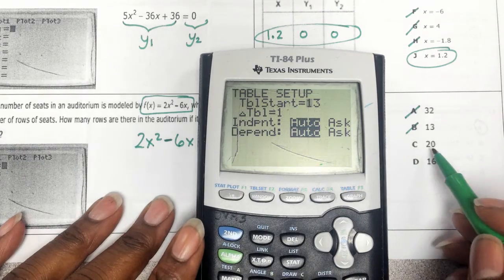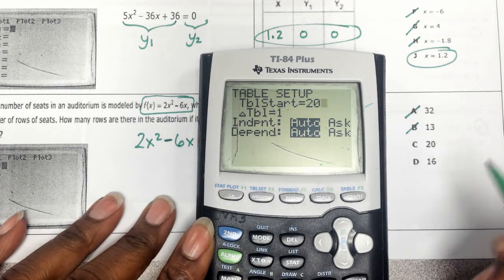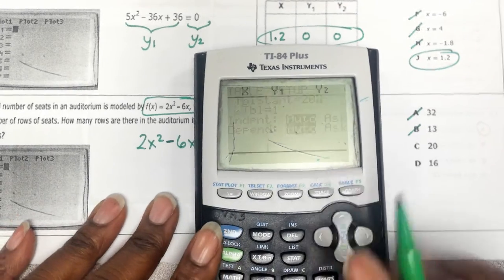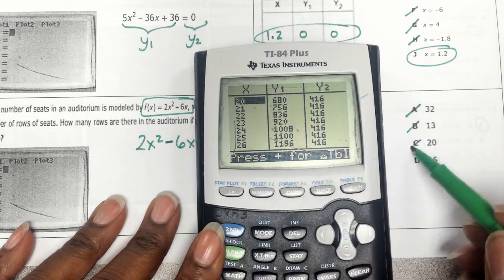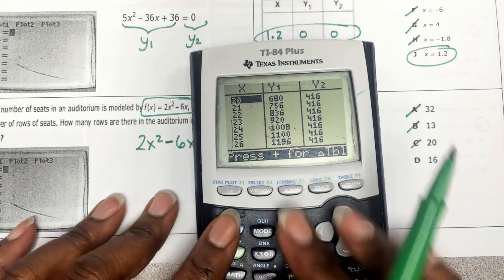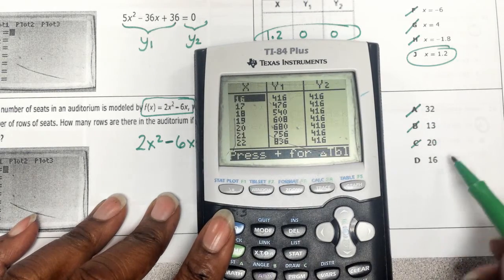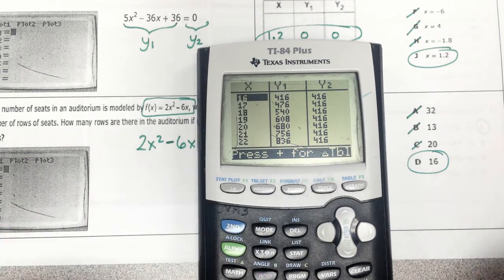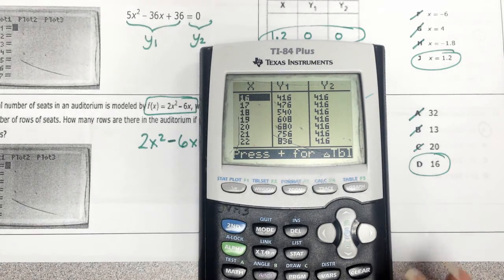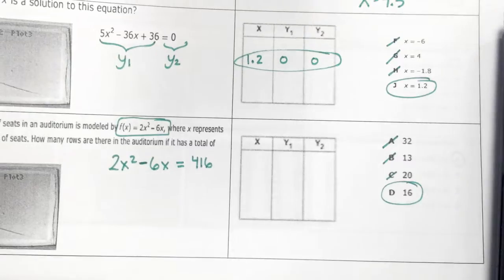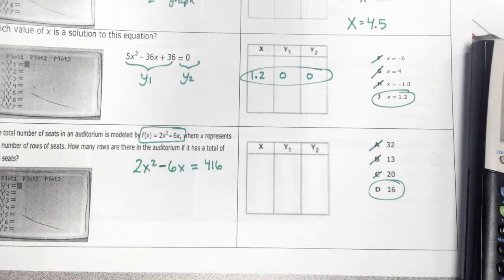So now I'm going to try my next answer, 20. Nope. Let's try 16. Hopefully it works. Yep. All right. Now the next part of the video, we do have to do a little bit of extra work. So that's the end for that section, finding solutions.